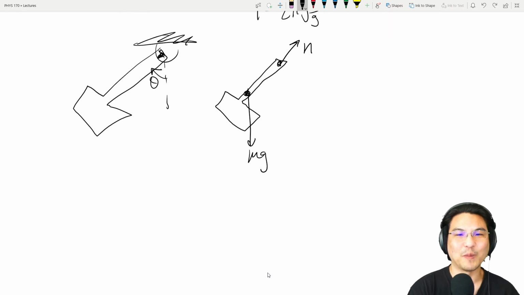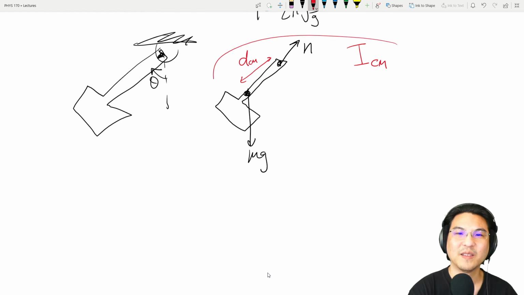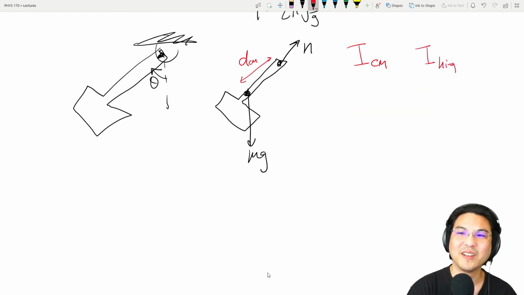And we would need to know information about your pendulum. We need to know the location of the center of mass. So we need to know this right here. I'll call this the distance to the center of mass. We need to know the moment of inertia about the center of mass. You can use the parallel axis theorem and get the moment of inertia about the hinge, if this is the hinge over here. Okay, so let's sum torque about the hinge.